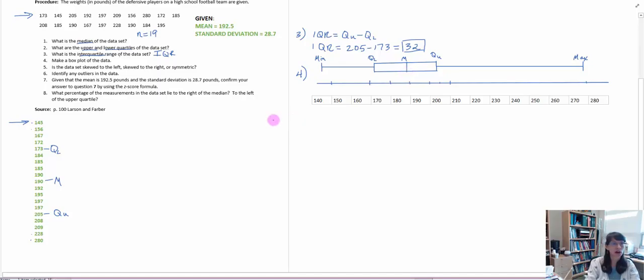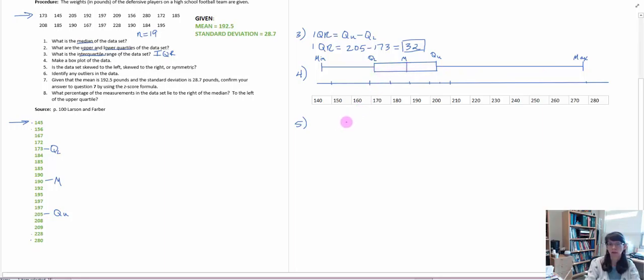We're ready for question 5. Is the data set skewed to the left, skewed to the right, or symmetric? In order to answer that question about skew, what we're really doing is comparing the distance from the median to the minimum and the median to the maximum value. Just looking at this, it's pretty much to scale. We can see that the whisker on the right is much longer than the one to the left.